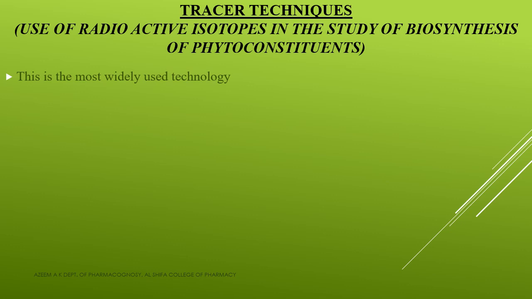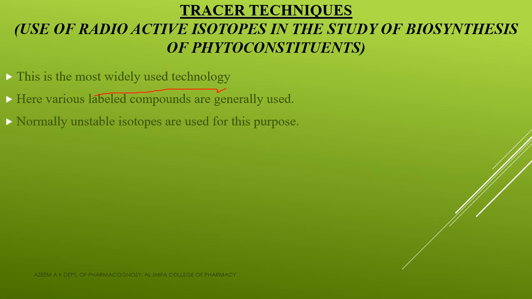This tracer technique is the most widely accepted technology in the investigation of biogenesis or in the investigation of phytoconstituents. This is the most widely used technology, and here various labeled compounds are generally used. That is, in tracer techniques, different labeled compounds are generally used. And here normally unstable isotopes are used for this purpose.